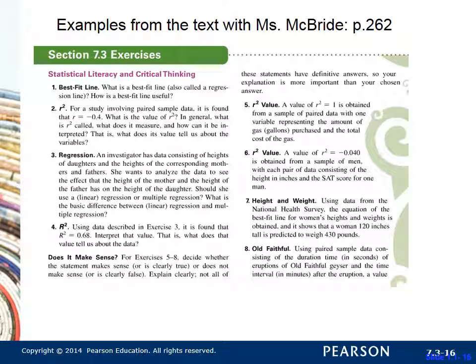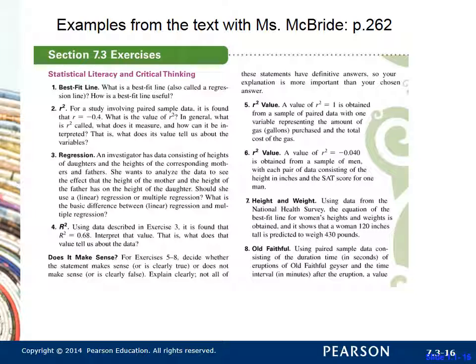Okay, number 1, let's go over what we've talked about. Best fit line. What is it and how is it useful? Well, it's a regression line. It takes my data and runs a single line through the scatter plot that I can use to predict. I can use it if my R value is strong enough or my R squared value is closer to 1 to make a meaningful prediction.